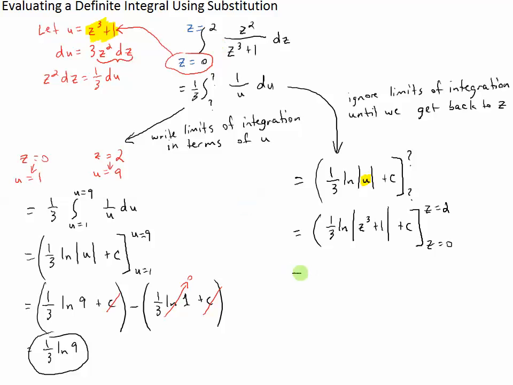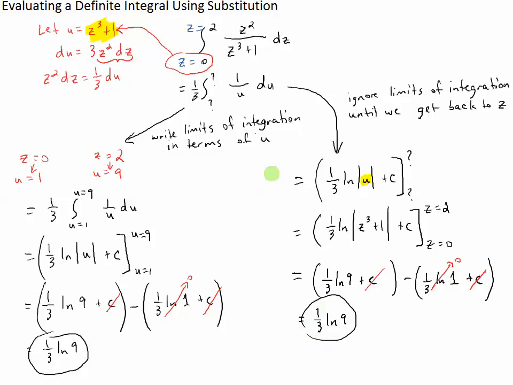And then we proceed just like we did before. We're going to have what we get when we plug in the 2 minus what we get when we plug in the 0. So we get 1/3 natural log of, plug in the 2 for z, and you get 8 plus 1 is 9. The absolute value of 9 is 9, so we get natural log of 9 plus c. And then same thing over here, plug in 0 for z, and we get the natural log of 1 plus c. Simplify it just like we did. This is 0, the c's cancel, and we get the exact same answer, 1/3 times the natural log of 9, and that's the area under this curve from z equals 0 to z equals 2.